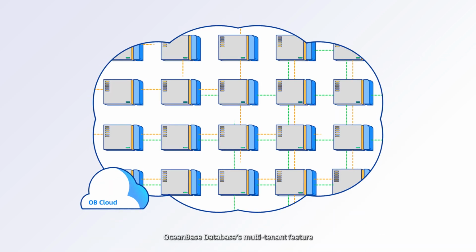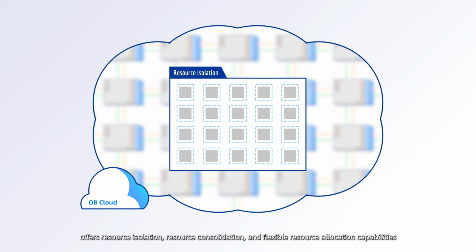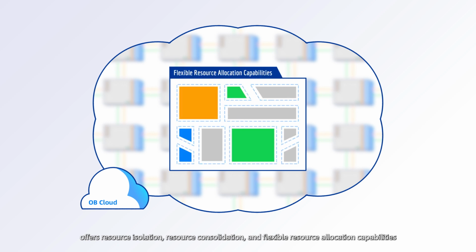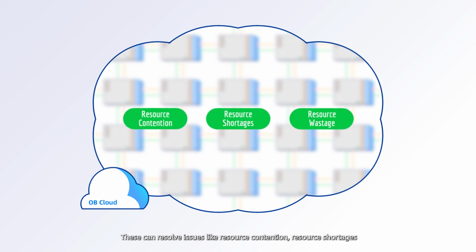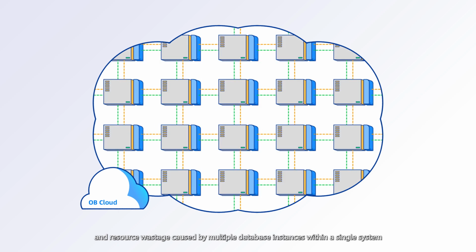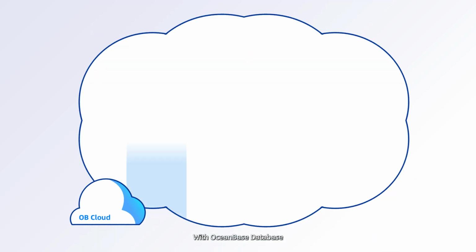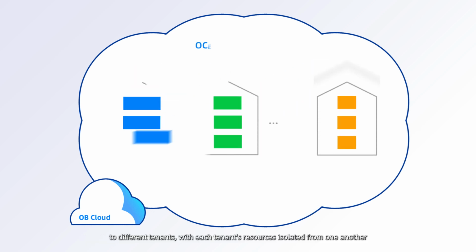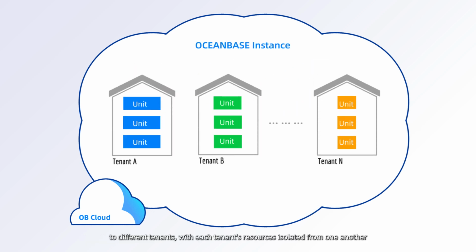OceanBase Database's multi-tenant feature offers resource isolation, resource consolidation, and flexible resource allocation capabilities. These can resolve issues like resource contention, resource shortages, and resource wastage caused by multiple database instances within a single system. With OceanBase Database, you can flexibly allocate different specifications of resources, such as CPU, memory, I/O, etc., to different tenants, with each tenant's resources isolated from one another.